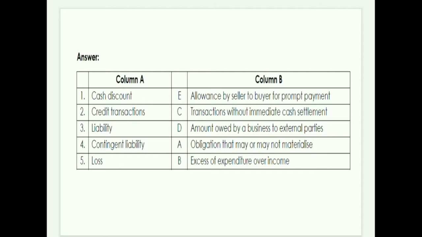Then the next is liabilities. The answer will be D, amount owed by a business to external parties. The next question was contingent liabilities, and the answer will be option A, obligation that may or may not materialize. And then question 5, that is loss. Loss is nothing but the excess of expenditure over income, that is option B.